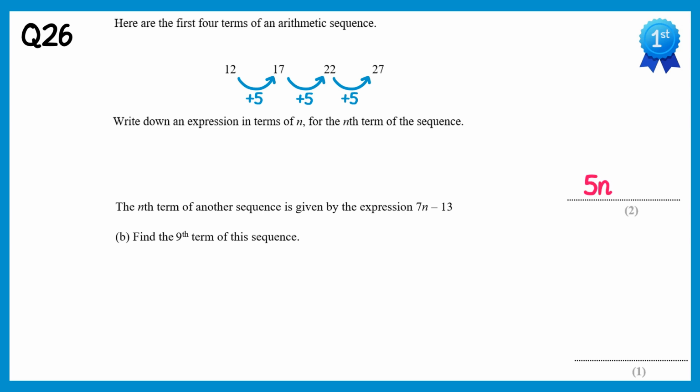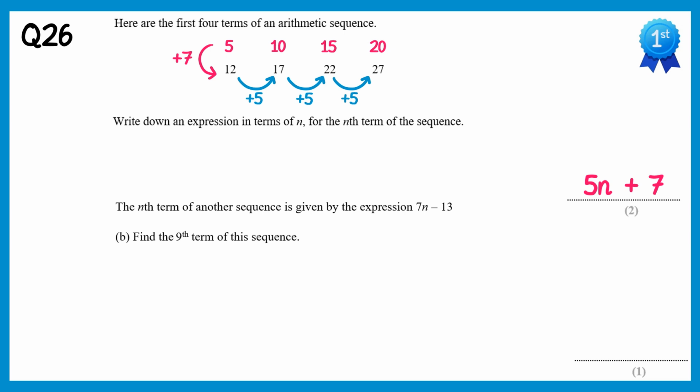The 5n sequence is just the 5 times table. So if we write the 5 times table above the sequence like this, we need to consider how we get from 5n to our sequence. Now in all cases, we're going to need to add 7. Since 5 add 7 is 12, 10 add 7 is 17, 15 add 7 is 22, and 20 add 7 is 27. So the answer to this question is 5n plus 7.